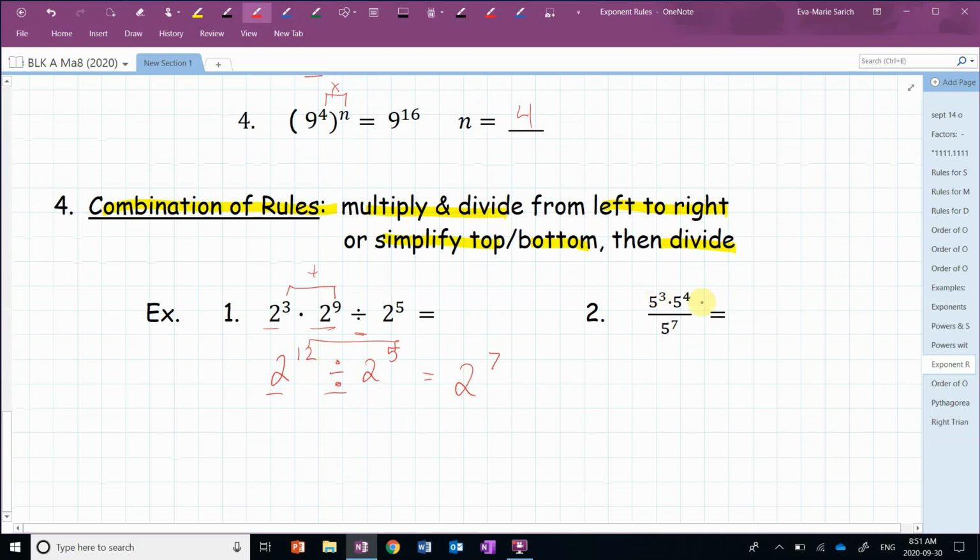Second example, you're going to simplify the top. So you're multiplying here, same base, so you're going to add your exponents, keep the 5 base, 3 plus 4 is 7, and now you're going to divide the top by the bottom. So now dividing, we're going to subtract the exponents, and what do you end up with? 7 take away 7, which is 0, so our final answer is 5 to the 0.